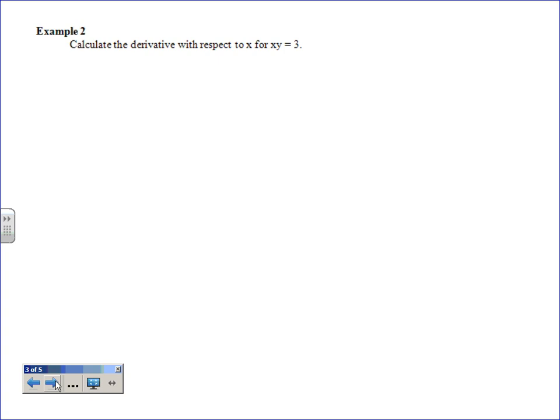Oh, well, that one looks familiar. x times y equals 3. Oh. Huh. Well, you could. We're actually going to do it both ways.